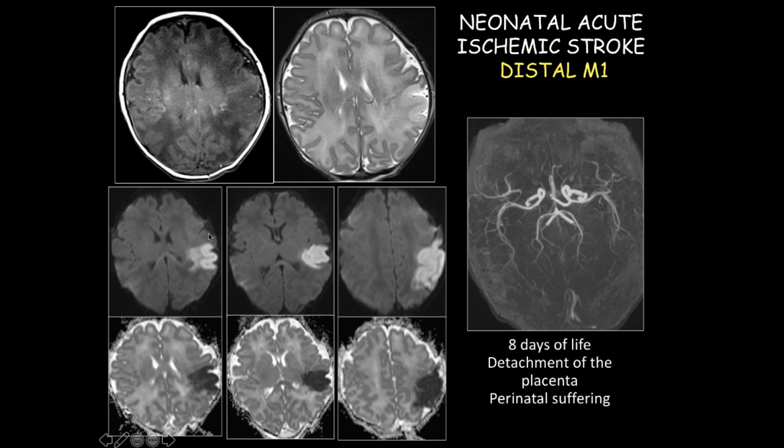We can see that there's an area of diffusion restriction, mostly parietal or frontoparietal. And we can see that this person had a perinatal suffering related to detachment of the placenta. This diffusion restriction relates to the hyperintensity over here on the T2. And this is a sign of suffering, a sign of ischemic stroke in a person of less than 30 days.